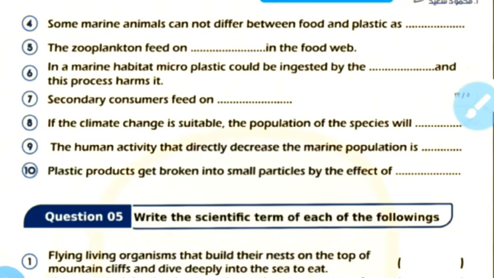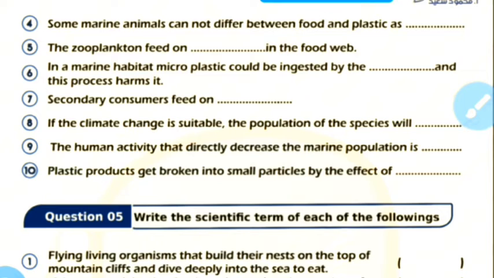Some marine animals cannot differ between food and plastic, like who? The sea turtle. So the answer is sea turtle. Number 5: the zooplankton feed on what in the food web? Algae. So the answer is algae. Okay.